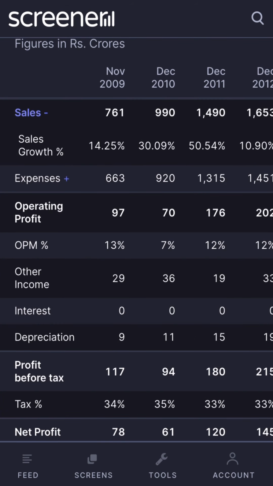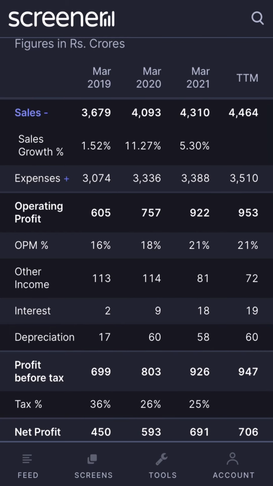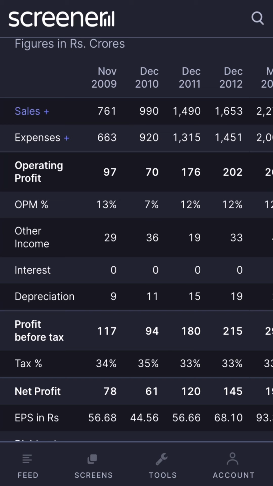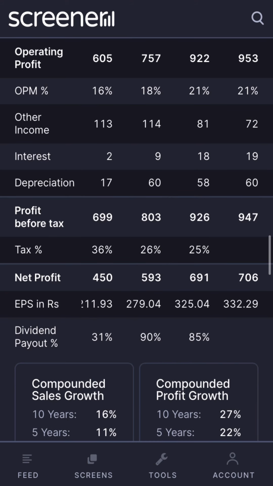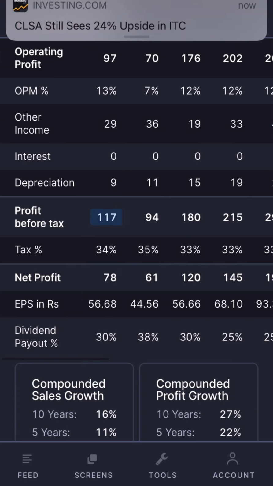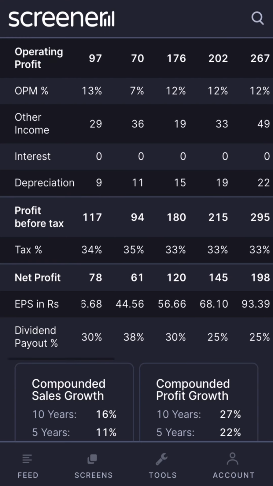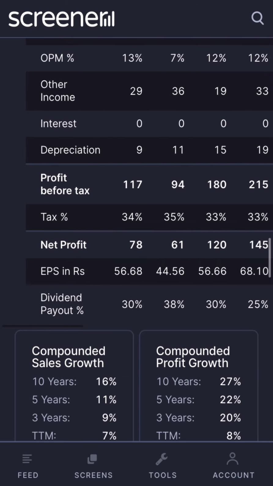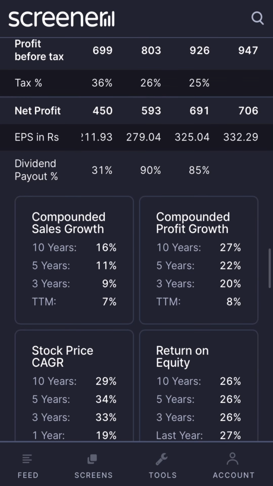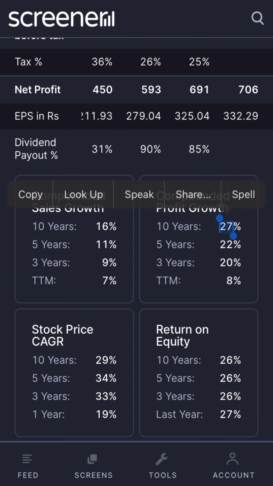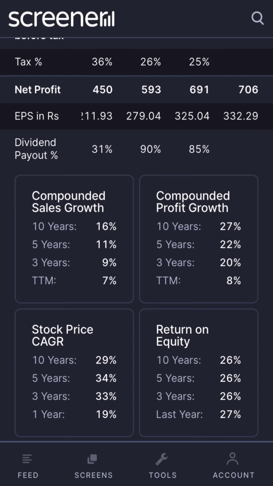In 2009, the company's sales were 761 and now it is 4,300. Ultimate, exponential growth. Operating profit 97 to 953. Interest from 0 to 18, but it is very marginal. Debt to equity ratio is also fine for this company. Profit before tax was 170 crore in 2009, but now it is 926. Net profit is also 78 to 691. Perfect. You can see the company's compounded sales growth is 16% for 10 years, 27% compounded profit growth, stock price CAGR for 10 years 29%, and return on equity for 10 years 26%.